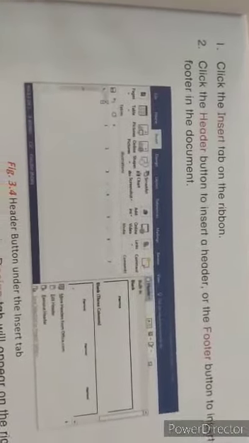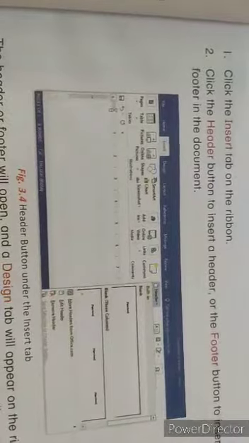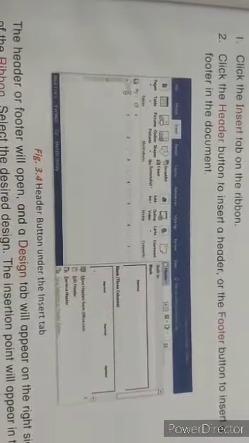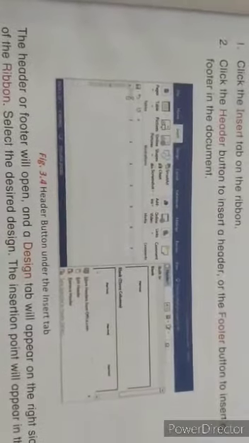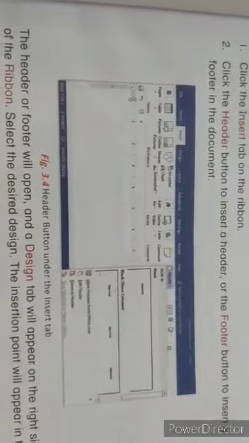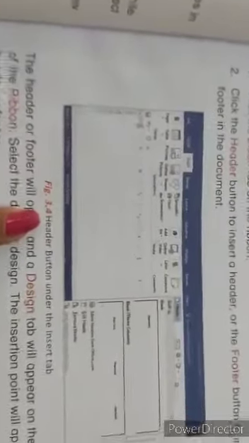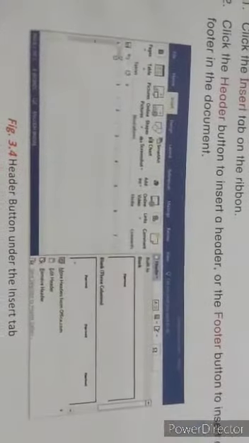Now how to insert the header? Come on, page number 27. Click the insert tab on the ribbon. Click the header button to insert a header or the footer button to insert a footer in the document. Can you see, children, figure 3.4, the header and the footer window?